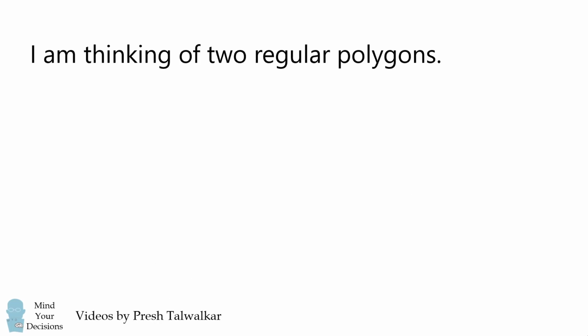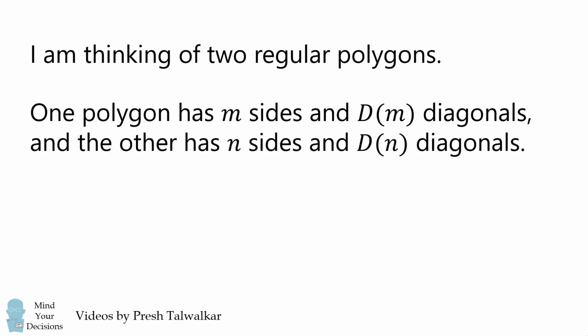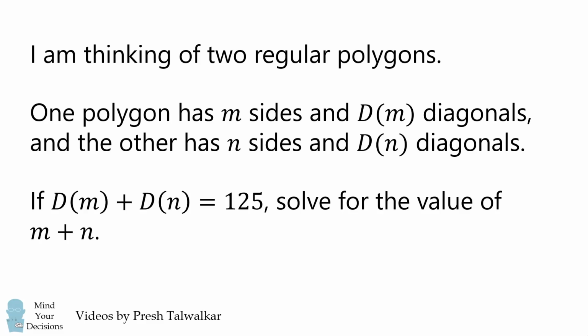I'm thinking of two regular polygons. One polygon has m sides and dm diagonals, and the other has n sides and dn diagonals. If dm plus dn is equal to 125, solve for the value of m plus n.